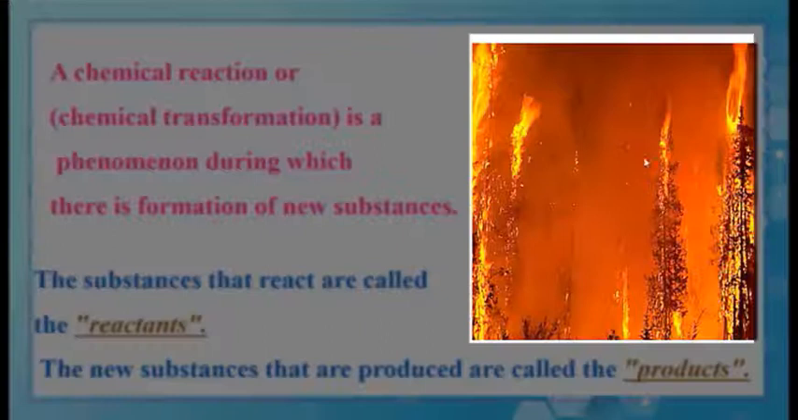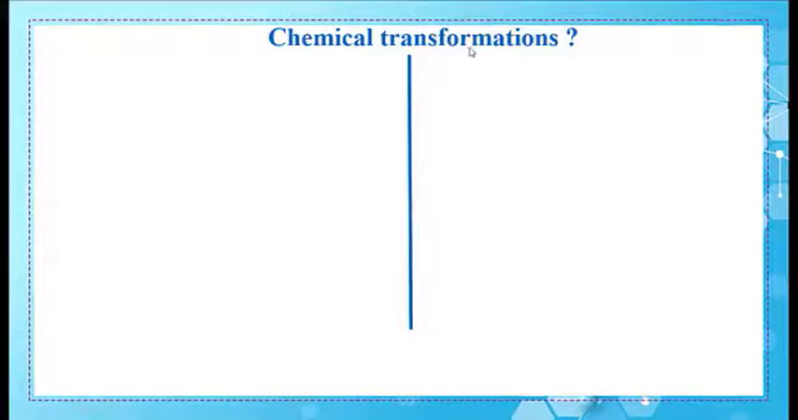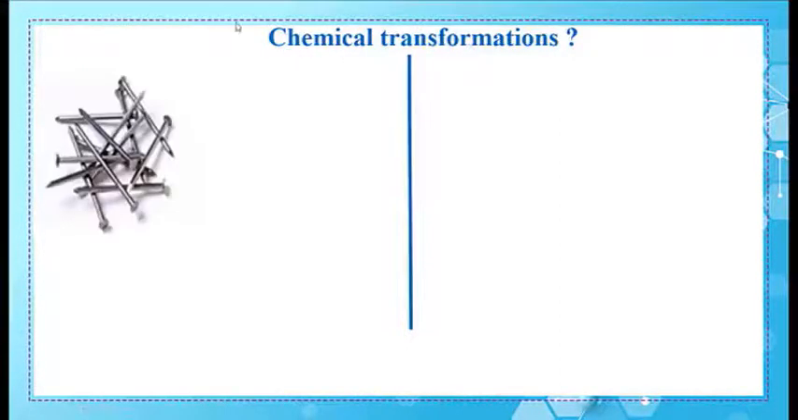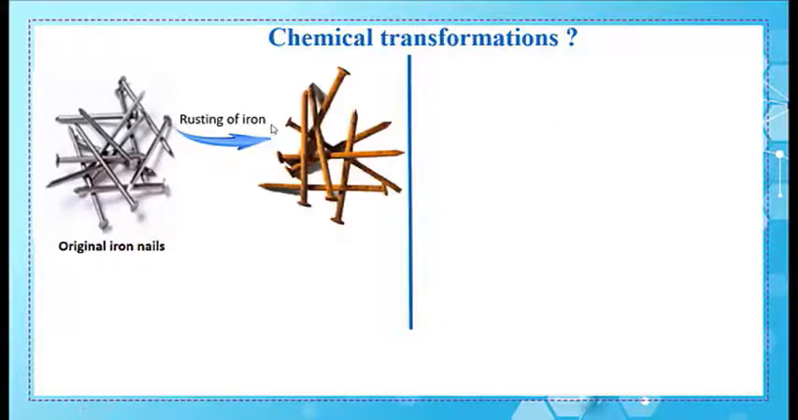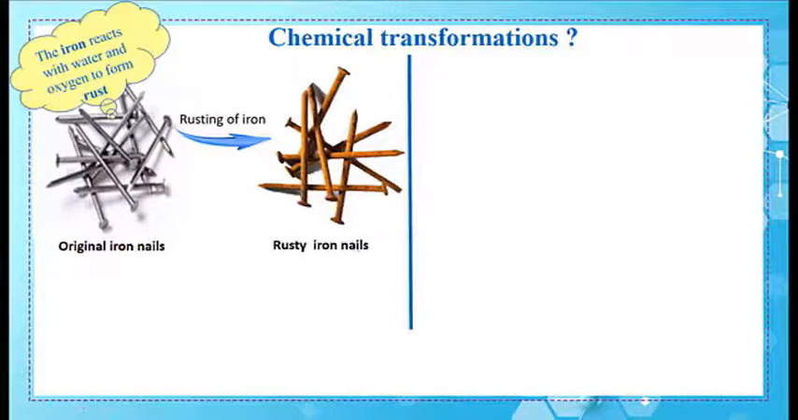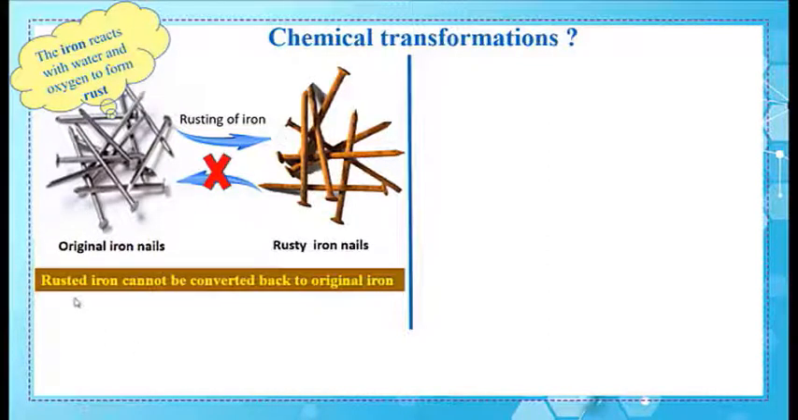Observe this figure. Starting from wood in the tree, upon burning them, we obtain ash, carbon dioxide, water, which are new substances. Then it's a chemical transformation. Let's take some examples about chemical transformations. Starting from shiny iron nails, upon rusting, these iron nails will become brownish or rusty iron nails. Why do they become rusty? Since the iron reacts with water and oxygen to form rust. And we couldn't recover the original iron nails from the rusty ones.